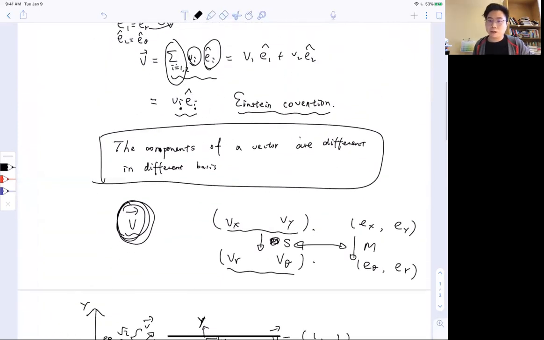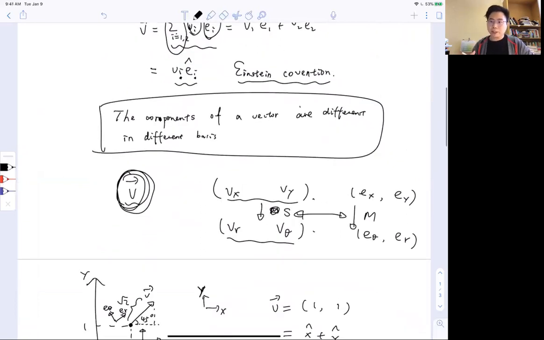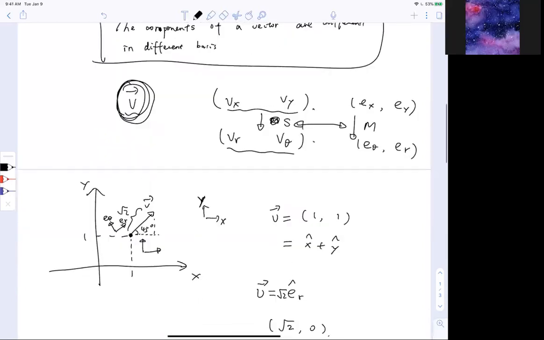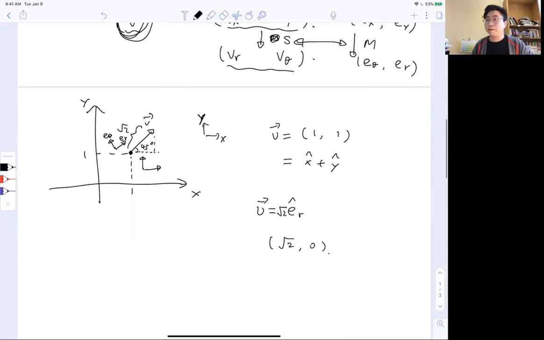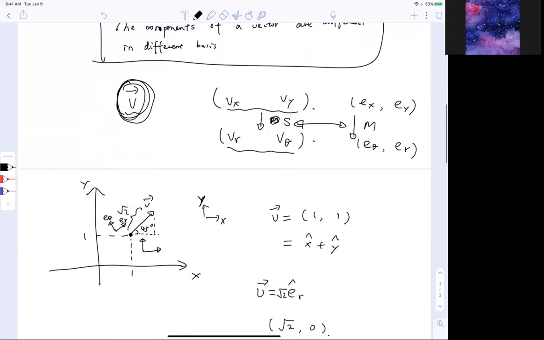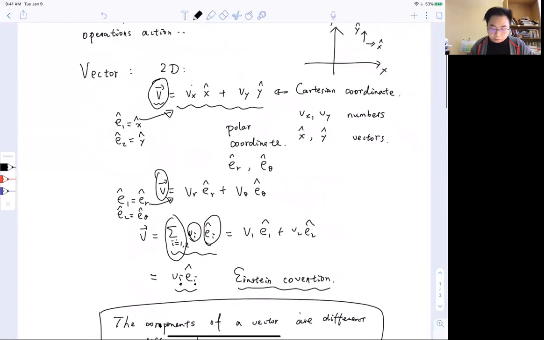So the message I want to convey here is that the components of a vector will change if you change your basis. Actually, there is a transformation I didn't talk about here. I think at this point, you don't need to know. But eventually, if you learn more advanced classes, you will know. And tensors are just a generalization of this kind of vectors. You can think of a vector as a rank 1 tensor.